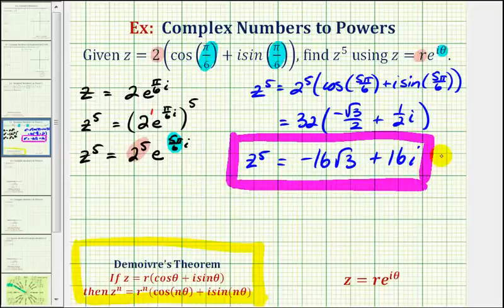So if you watched the other video, I hope you can see the connection between de Moivre's theorem and the exponential form of a complex number.